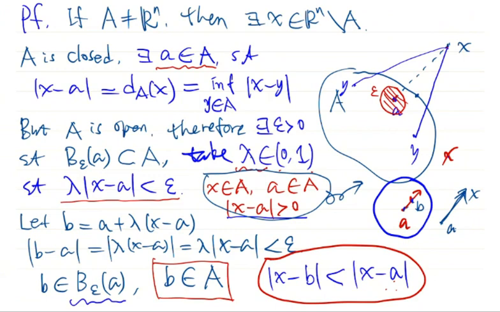So our a is a point in capital A such that the distance from x to this point small a is the infimum. If A is not R^n, in this argument we can find an a in capital A such that the distance from x to a is this infimum. But because A is open, we can find a point B whose distance to x is strictly less than the norm of x minus a. Therefore, this is a contradiction. This contradiction tells us that the assumption that A is not R^n is not true. Therefore, A must be R^n. This completes the proof.